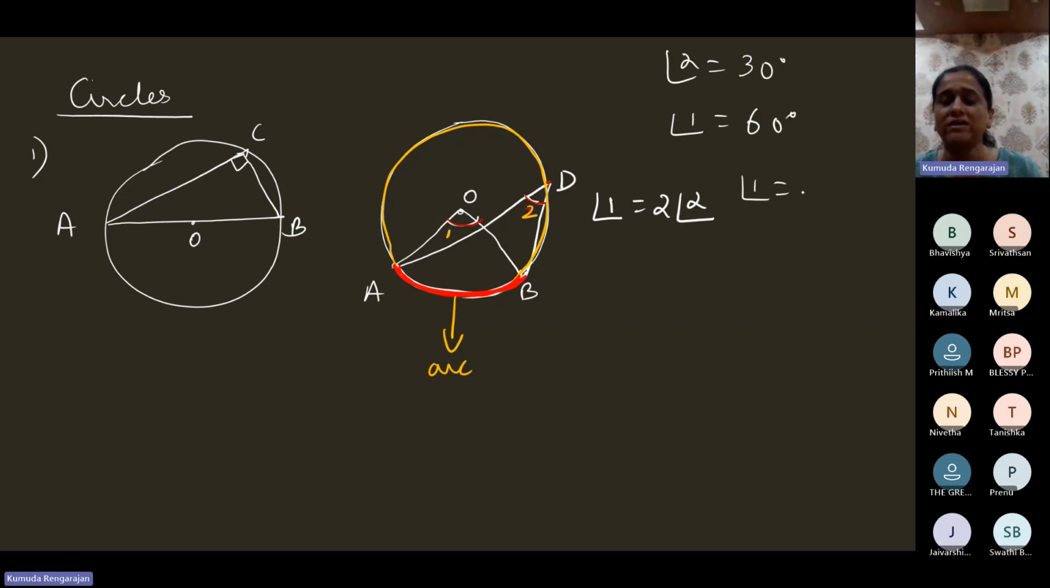So if angle 2 is 30 degrees, angle 1 will be 60 degrees. If angle 1 is 100 degrees at the center, then on the circumference, 50 degrees. On the circumference, the angle is small. At the center, the angle is large. Center angle is double the angle on the circumference. So this you have to remember. Angle 1 is twice angle 2.